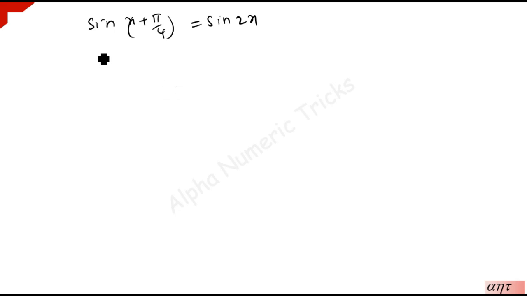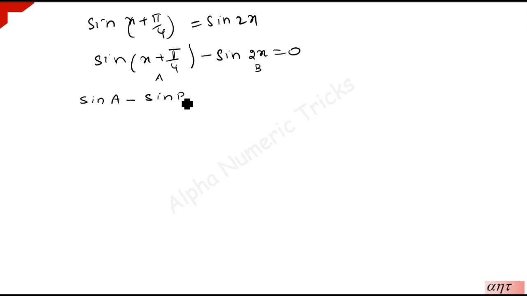So here we take this to the other side: sine of x plus pi by 4 minus sine 2x is equal to 0. Here we take this to be a and this to be b, and this is of the form sine a minus sine b. What is the sine a minus sine b formula? Sine a minus sine b is 2 sine of (a minus b) by 2 into cosine of (a plus b) over 2. Okay, and here we have to apply this formula.